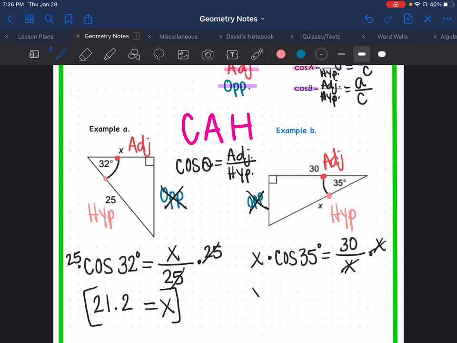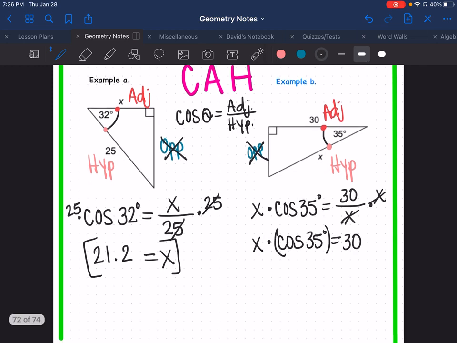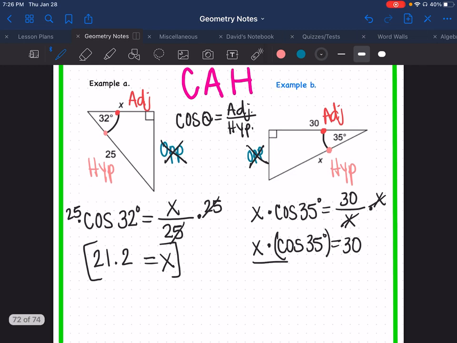both sides. This time though, the x is not alone. I have that cosine of 35 sticking around. This is a number just like the sine was a number. So to get rid of this, you're going to go ahead and divide by the cosine of 35. They're going to cancel out, and what you do to one side, you must do to the other.